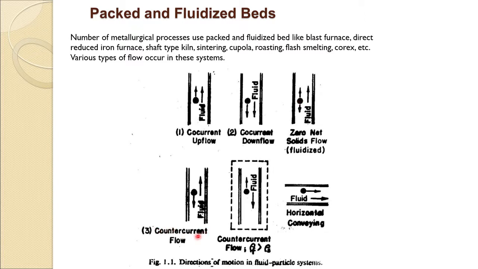Then you have a counter current flow where the solid also has sufficient weight under gravity and other forces not balanced. So solid is also moving down and fluid is moving in the upward direction, and this is the situation that occurs in a blast furnace. That is why we call the blast furnace a counter current reactor. So that is a counter current flow, solid is moving down and fluid is moving up.